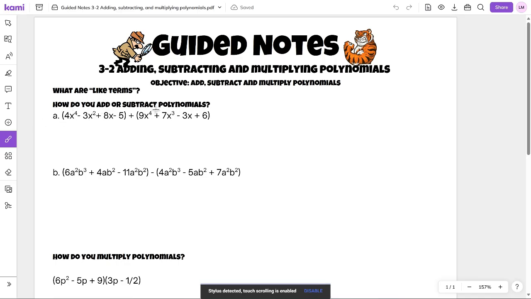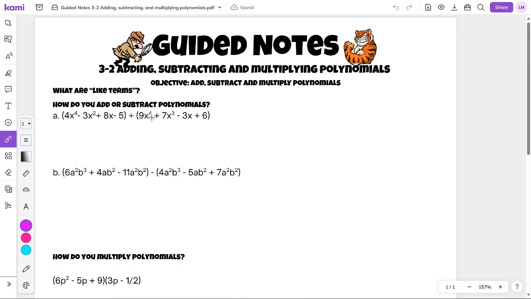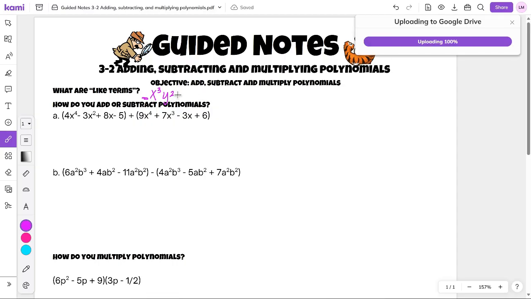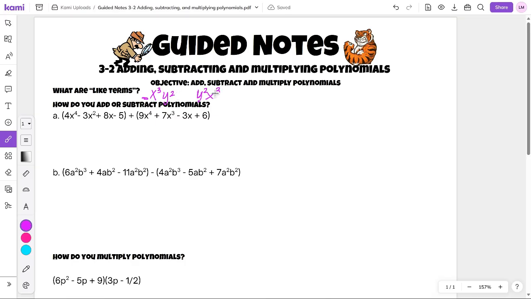So like terms means that they have the exact same variables, so the same letters with the exact same exponents. So when they are alike, that means they're exactly alike. The numbers in the front don't matter, but if I have x cubed y squared, I'm looking for other x cubed y squareds. Now, they can be in a different order. They could be y squared x cubed. That is actually the same because multiplication is commutative, and I can rewrite that as x cubed y squared. But the letters have to be the same and the exponents have to be the same.